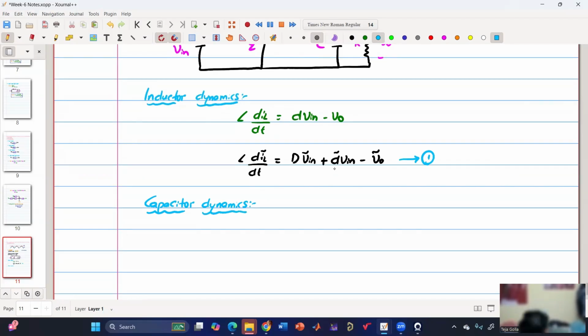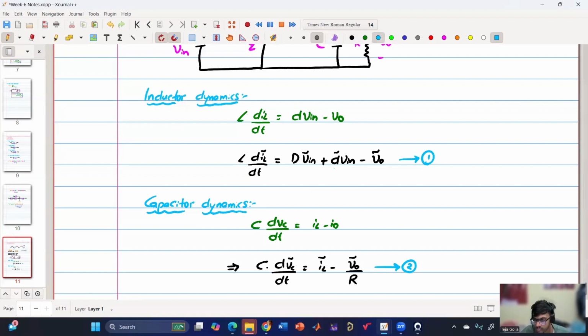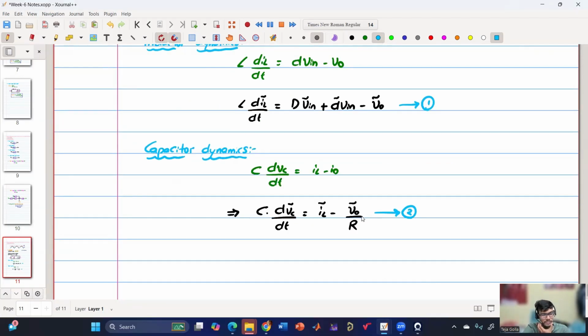So capacitor dynamics is C dVc by dt is equal to IL minus I0. So now if we simplify the same, we'll get C into dVc tilde by dt is equal to IL tilde minus I0, which is V naught tilde by R. And this is my equation 2. Clear?